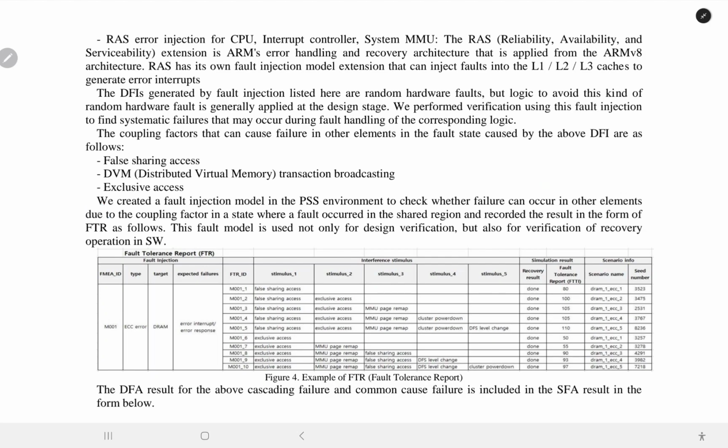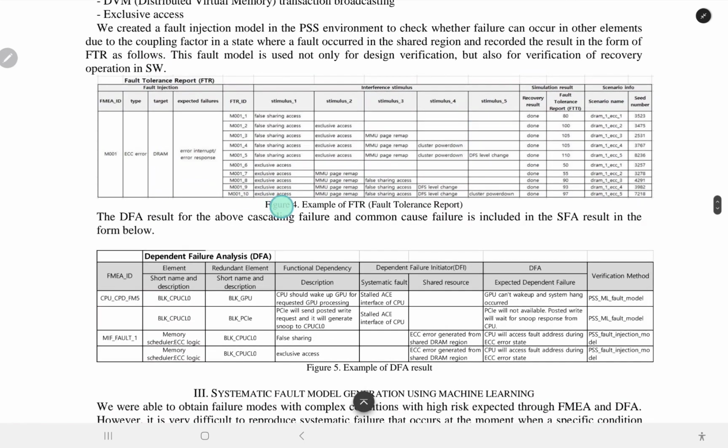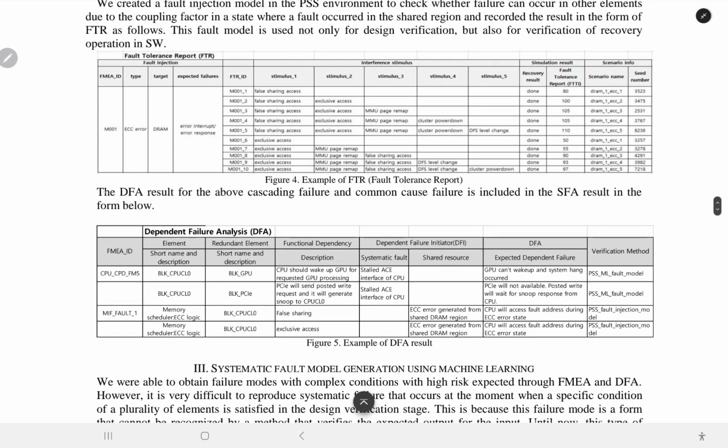in other elements due to the coupling factor in a state where a fault occurred in the shared region, and recorded the result in the form of the FTR as follows. This fault model is used not only for design verification but also for the verification of the recovery operation in software. Figure 4. Example of FTR, fault tolerance report.